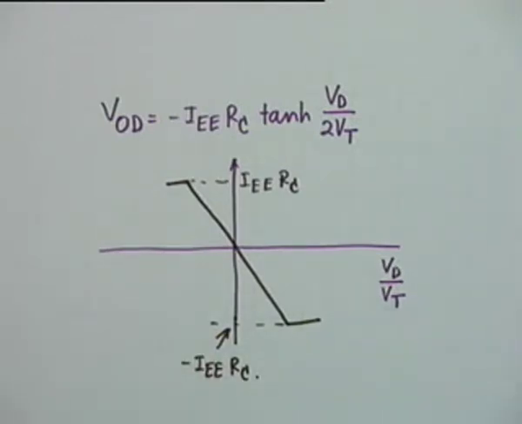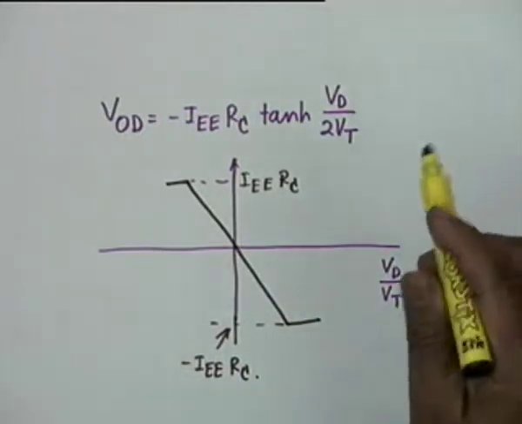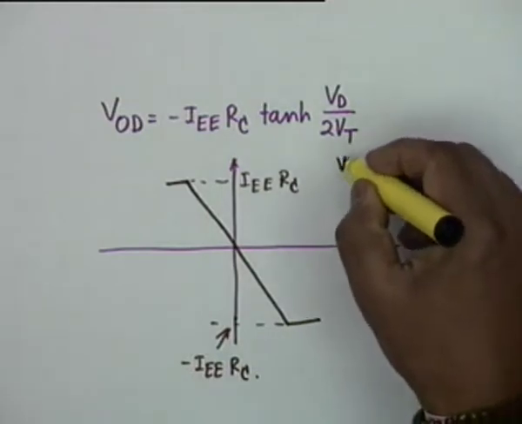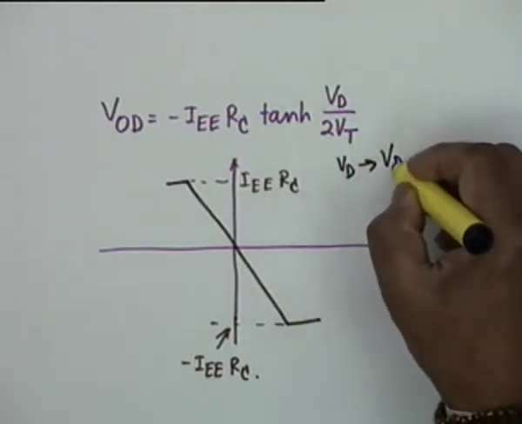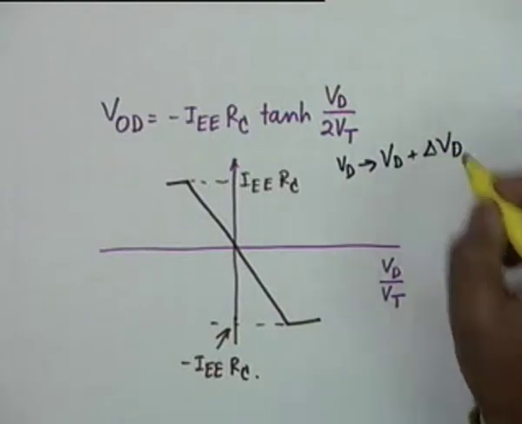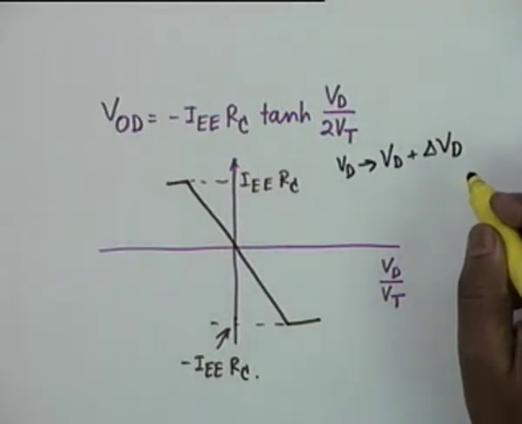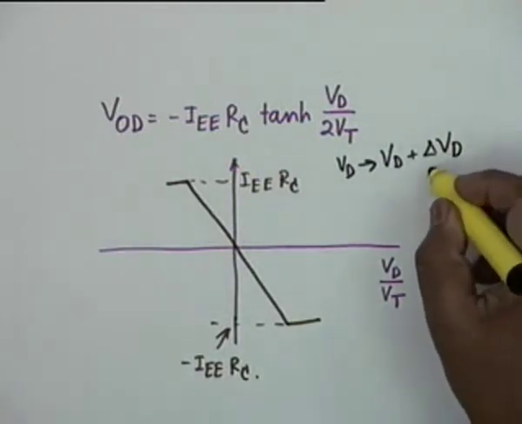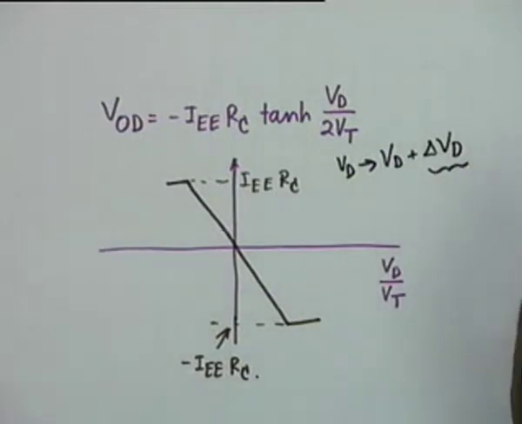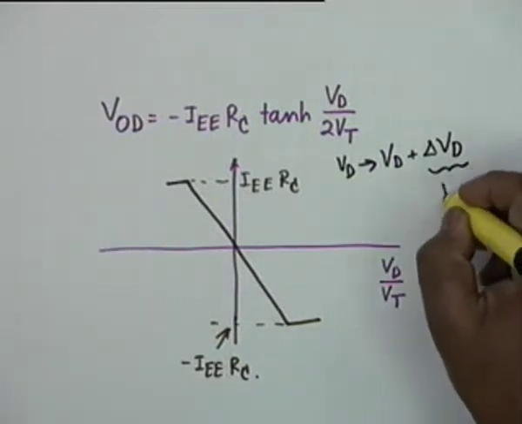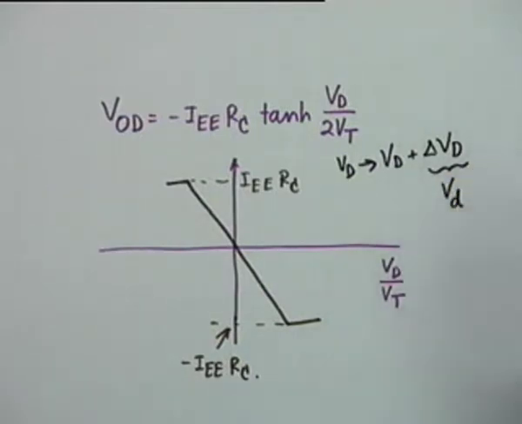You see, if I change VD a little bit, VD changes to, let's say, VD plus delta VD, then delta VD is the perturbation on the Q point, on the operating point, and therefore this corresponds to a signal. All right, this corresponds to a signal capital V sub capital D.